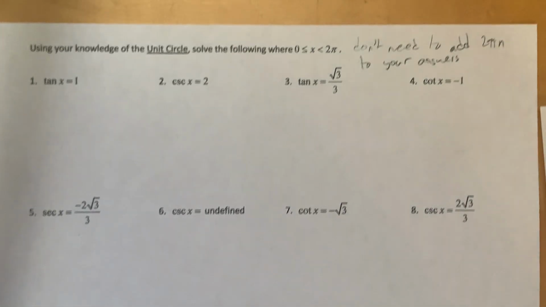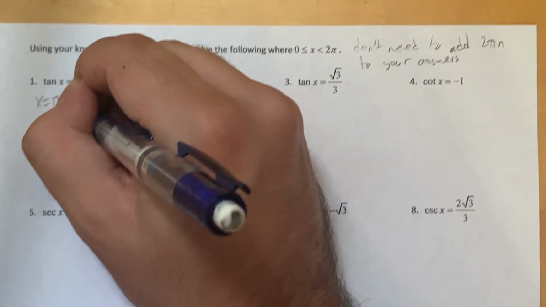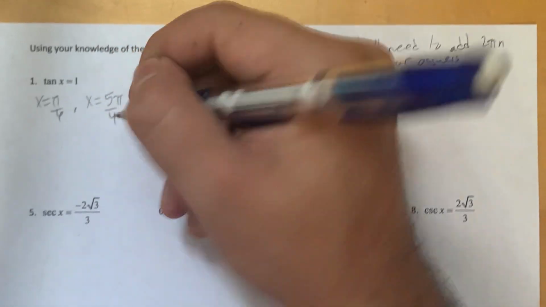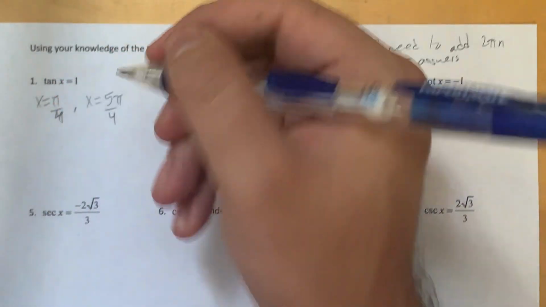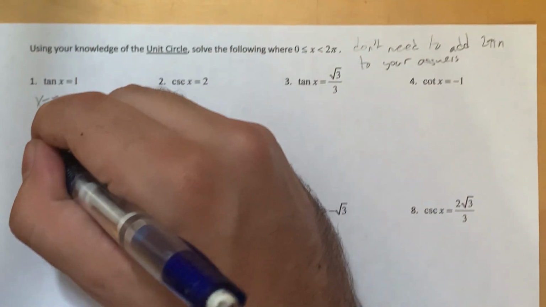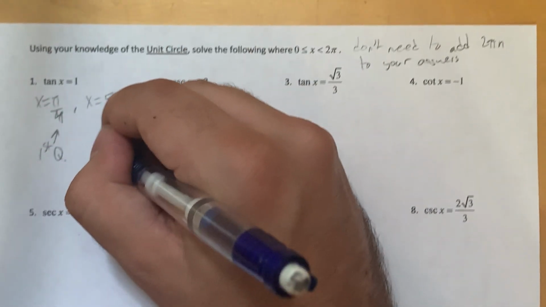That's it. So tangent of x equals 1. What would give you 1, right? The first quadrant and the third quadrant. So x equals pi over 4 and x equals 5 pi over 4. Tangent is positive in these two quadrants only. First and third.